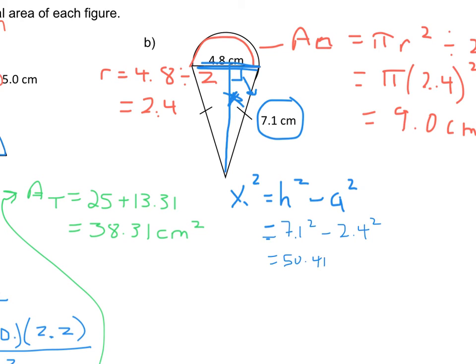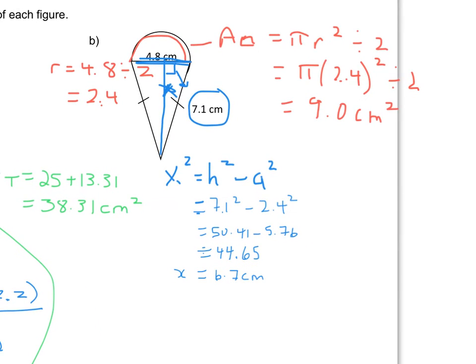50.41 minus, and then 2.4 squared is 5.76, which gives us an answer of 44.65. But that's not the length of the height, that's the length of the height squared. So we have to undo that exponent of 2 by square rooting both sides. And when we square root both sides, we get about 6.7. 6.7 centimeters is the height of that triangle.